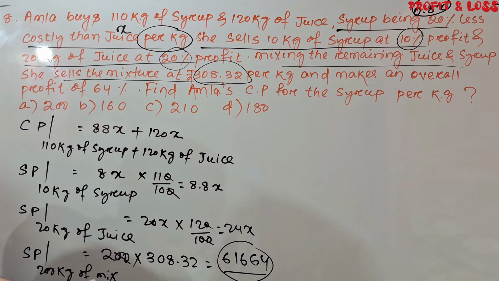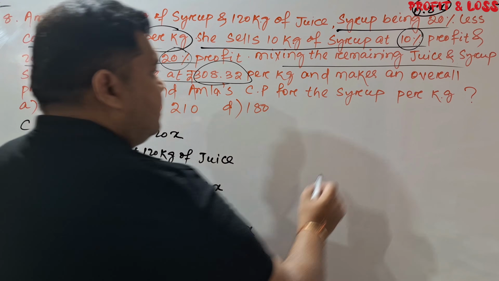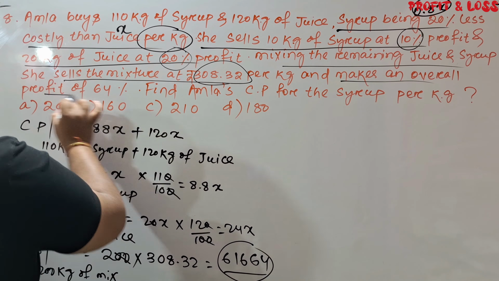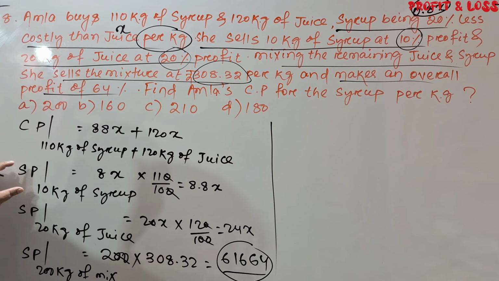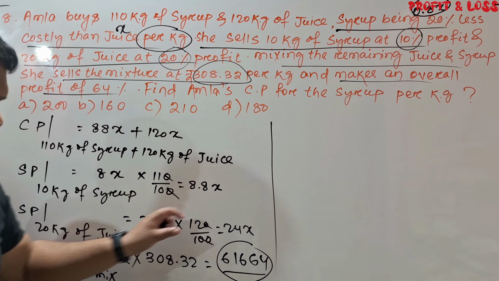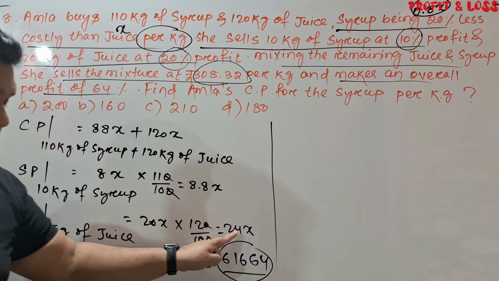Now, the next statement is given. At the end, she makes an overall profit of 64%. Means, here I am writing the equation and this is very important. In the equation, selling price of 10 kg of syrup, this one. Selling price of 20 kg of juice, this one.